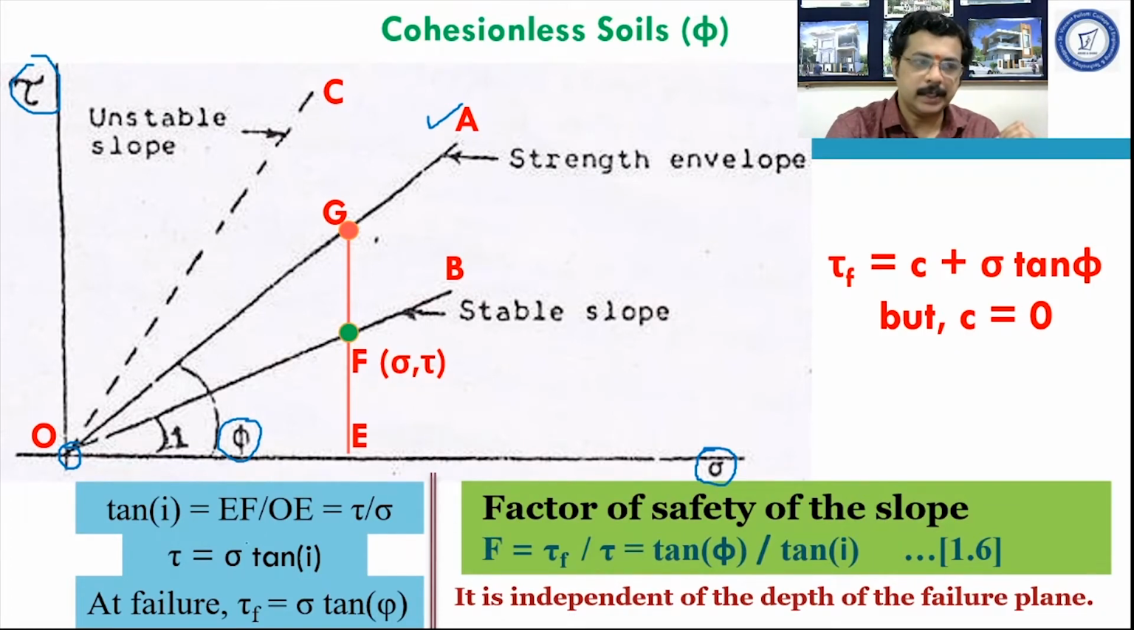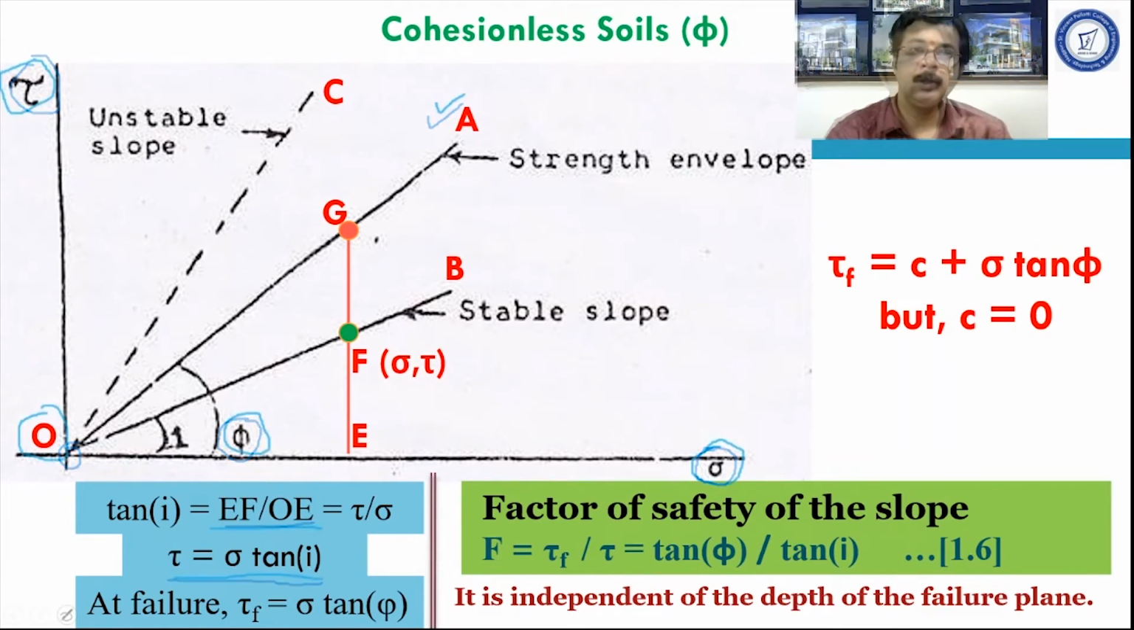So tan I is equal to EF upon OE, that is opposite upon adjacent. Hence tau upon sigma. Rearranging the terms, tau, that is shear stress, is equal to sigma tan I. This is called the applied shear stress, the shear stress existing at the site, or the tangential stress acting at the site at depth z. Now at failure, what will be the situation? At failure, this shear stress should reach its maximum value. That maximum value would be its shear strength.